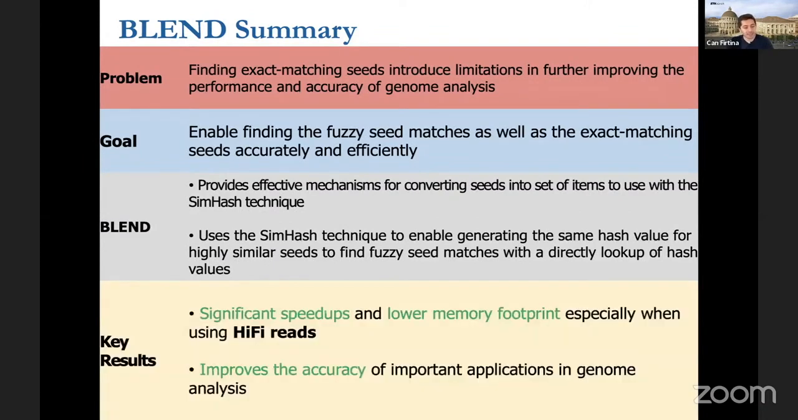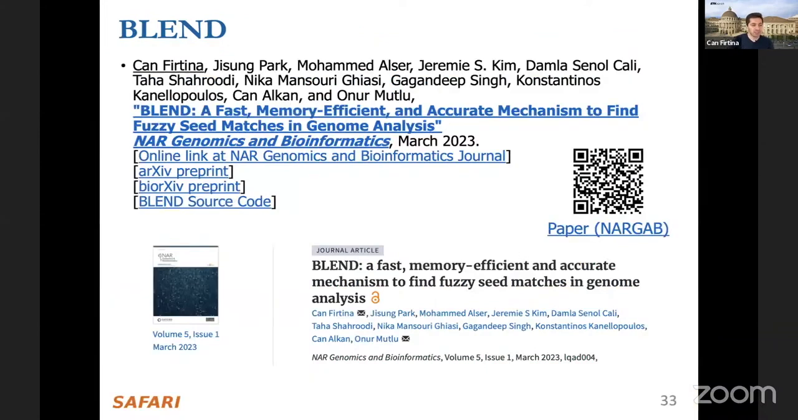The key results that we show are a significant speed up and lower memory footprint, especially when using hi-fi reads, and Blend can improve the accuracy of important applications in genome analysis because of finding novel fuzzy seed matches. Now, Blend is published in the Nucleic Acids Research Genomics and Bioinformatics journal this year.